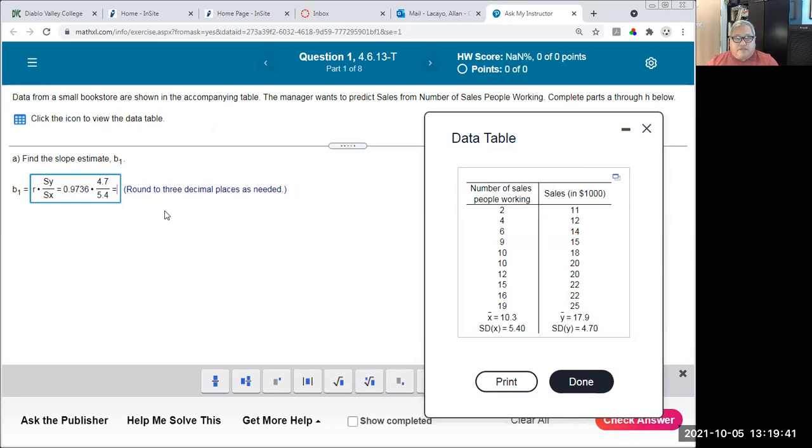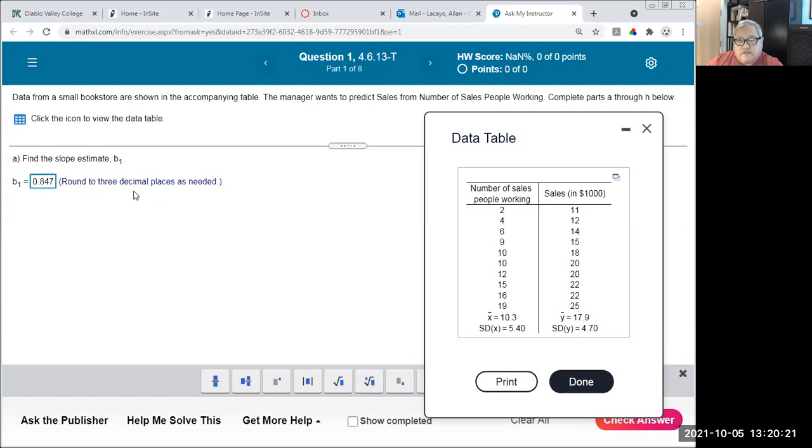Multiply the rise in variation over the run in variation by the correlation coefficient. And I'm going to get 0.85, or 0.847. That's one way to get the answer to what is the slope, and then I would have to do the algebra for the y-intercept as well.